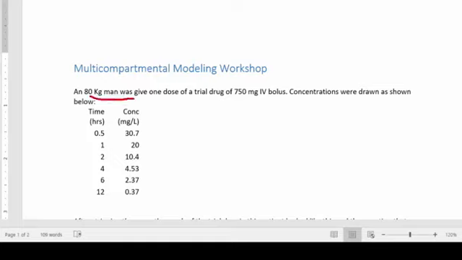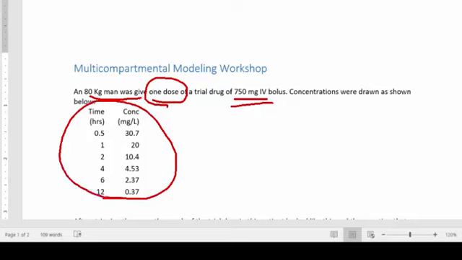So we know we have an 80 kilogram man who is given one dose of a trial drug, 750 milligram IV bolus. Concentrations were drawn as shown below. So here are the concentrations, and it was given as an IV bolus. So we didn't get a concentration at time 0, but a half hour in.